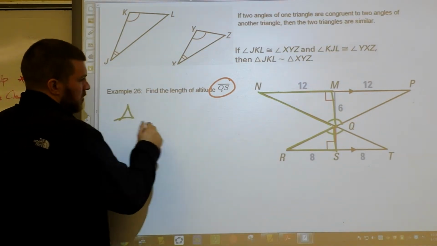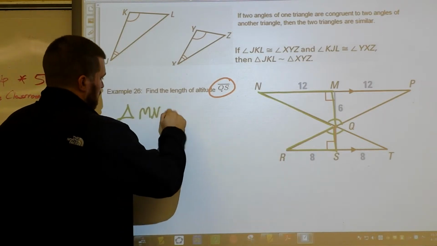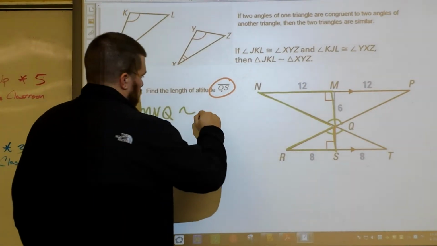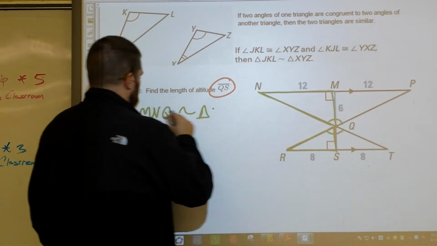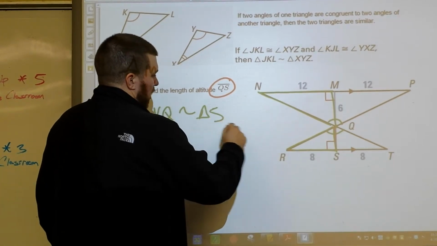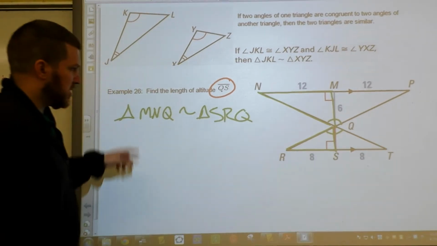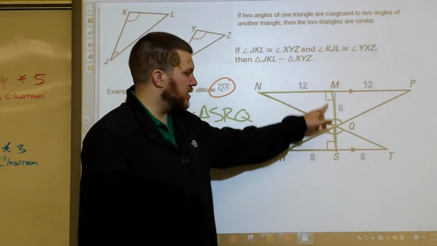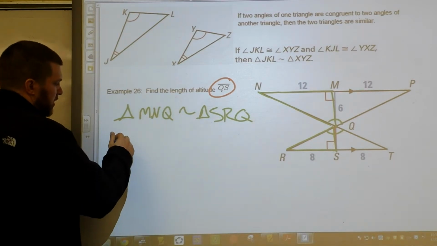So triangle MNQ is similar to triangle SRQ, because the order does matter. So here, angle M has the 90 degrees, angle S has a 90 degrees. So let's go ahead and write out our similarity statement.